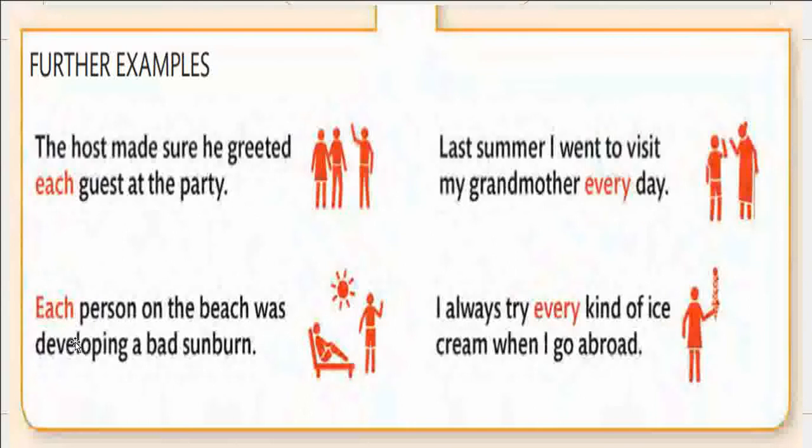Each person on the beach was developing a bad sunburn. Every person on the beach was developing a bad sunburn. I always try every kind of ice cream when I go abroad. I always try each kind of ice cream when I go abroad, though every sounds more appropriate to the ears, because what is spoken broadly or used more often by the people becomes an acceptable sentence in the English language. But here we have learned that interchanging the words each and every doesn't make any difference in the context.